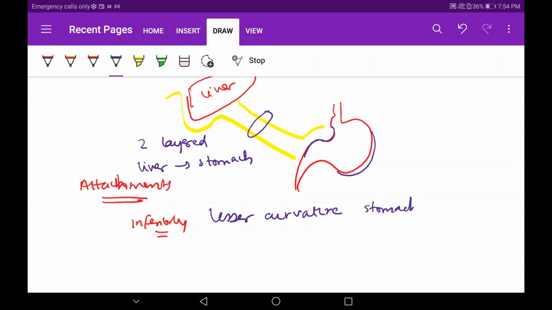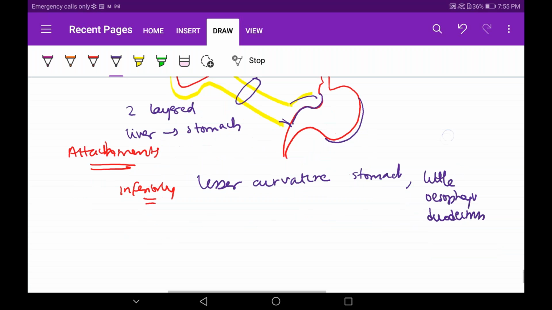Okay. Inferiorly, you can see, right? It is attaching over here. It will also be attached to a little part of the esophagus and duodenum. If you want to write that, you can. Otherwise, if you write only lesser curvature, you will get full marks. Don't worry. Now superiorly, where is it attaching?